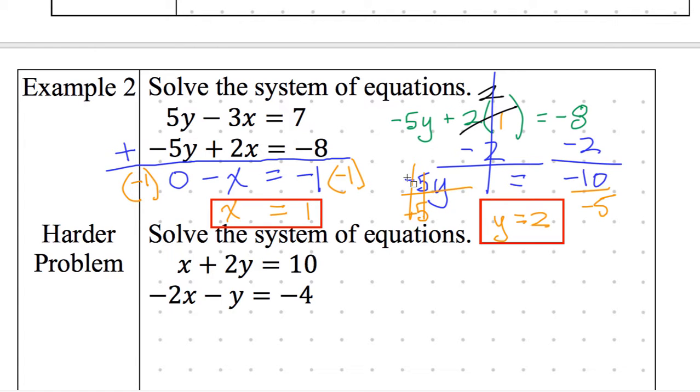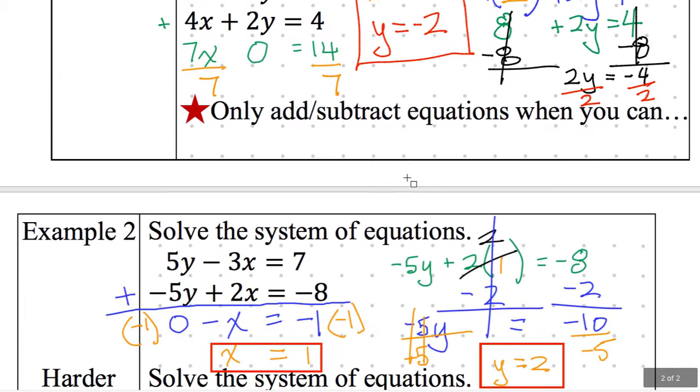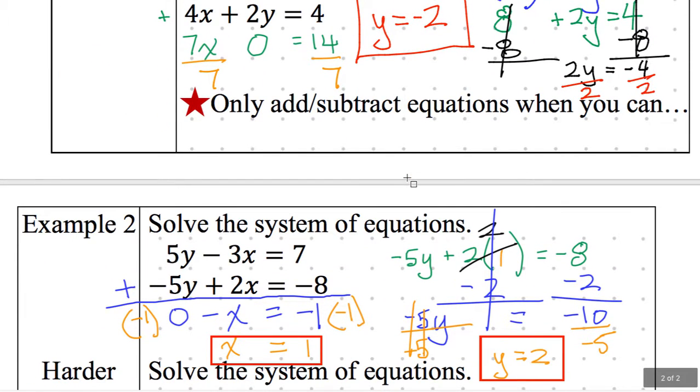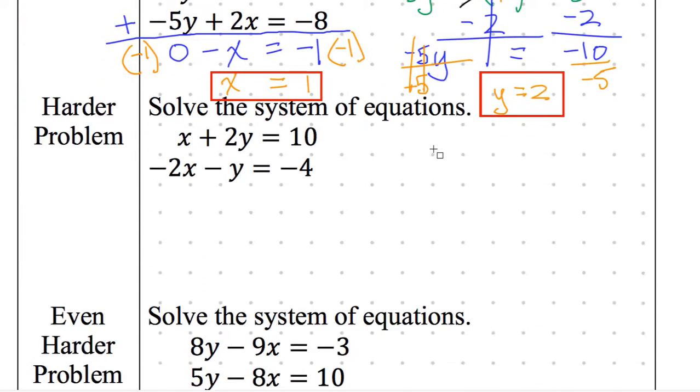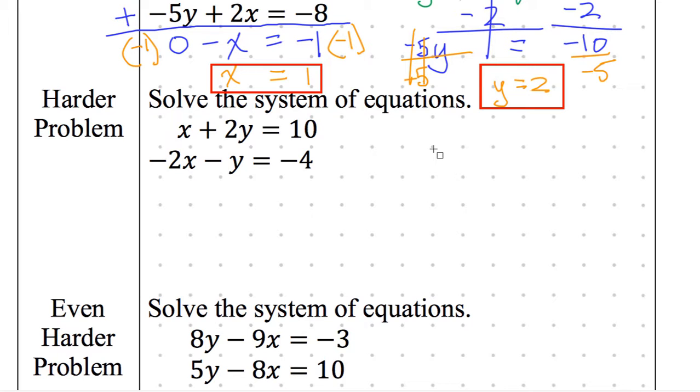This is the part where I'm going to lose a lot of people. So this is the first homework assignment. Example 1 and example 2 are like the first homework assignment. Almost every single time you're just going to add them and solve. This is where it gets really hard, and I know I'm going to lose you, so pay the most attention right now. Here we go.